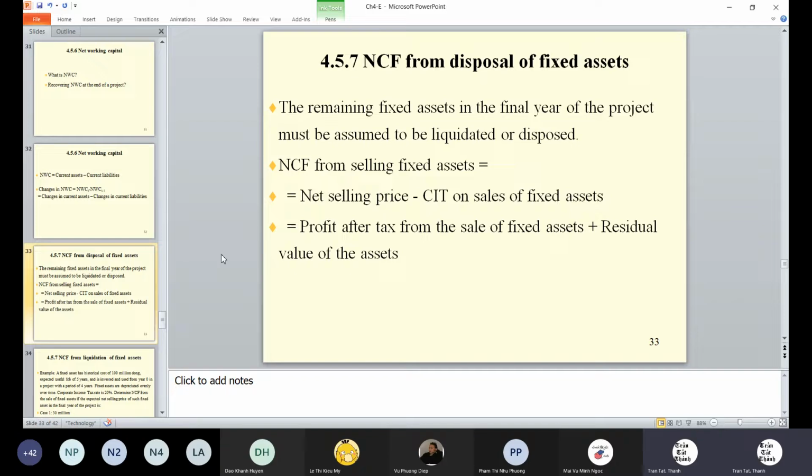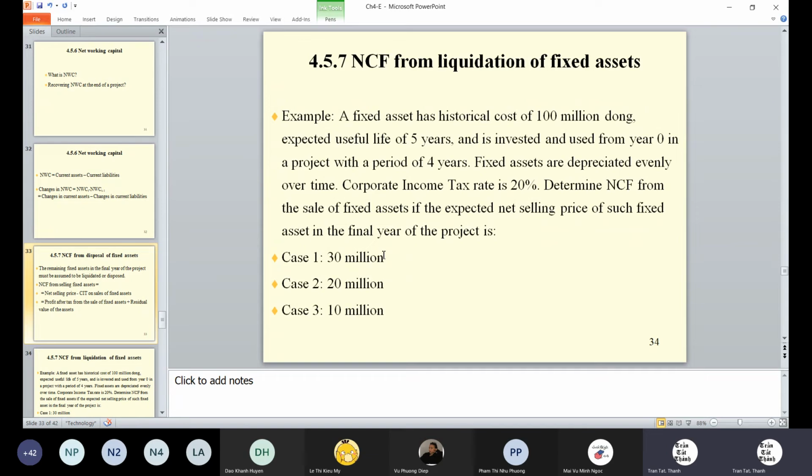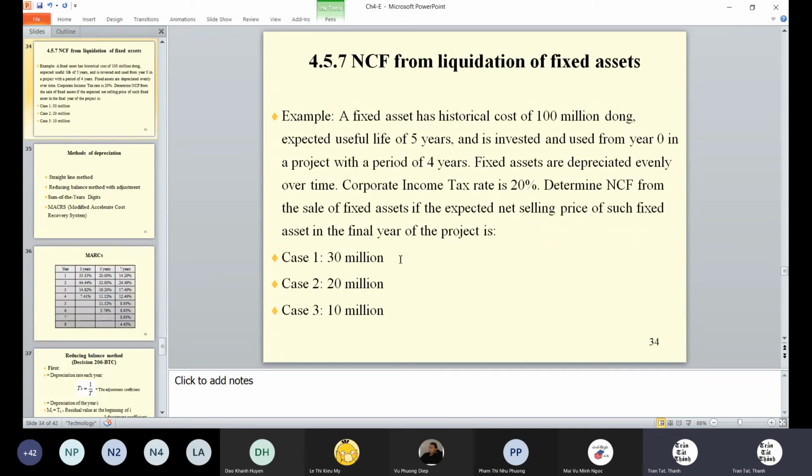But this $100 million is not the real cash you are going to get, because when you get it, you have to pay the tax from selling this one. That's the extra tax you have to pay. So you have to subtract the corporate income tax on sales of fixed assets. And the second way you can do it is profit after tax from the sale of the fixed asset plus residual value of the asset. Now, let's try with this example.